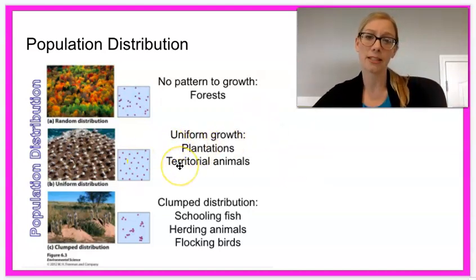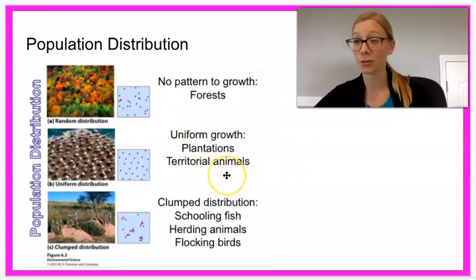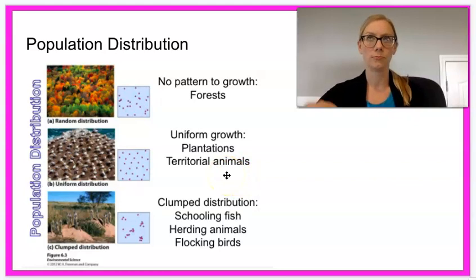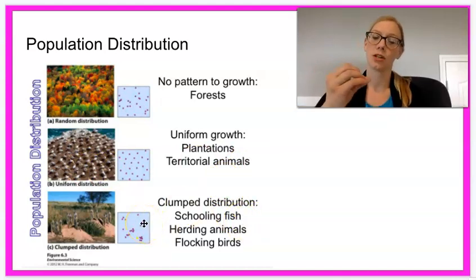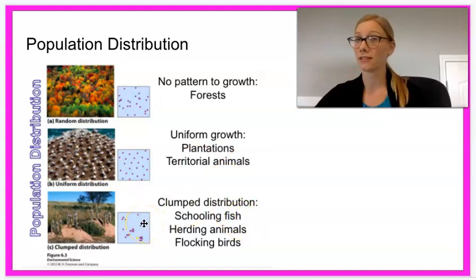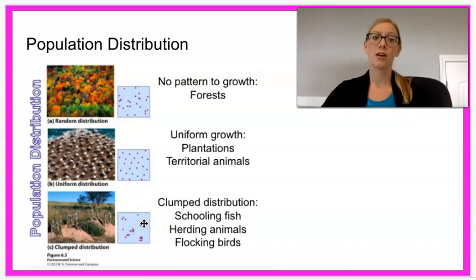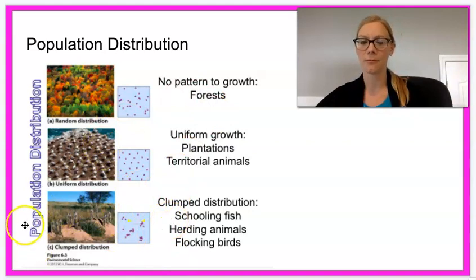This often happens in plantations, or territorial animals have a set pattern that they will spread out evenly in order to ensure the best growth, but notice this is typically things that we plant on our own for a specific reason. Or we can see clumped distribution, or things in groups. Schooling fish are an example of this. Herding animals, flocking birds are all ways that we see this type of population distribution.